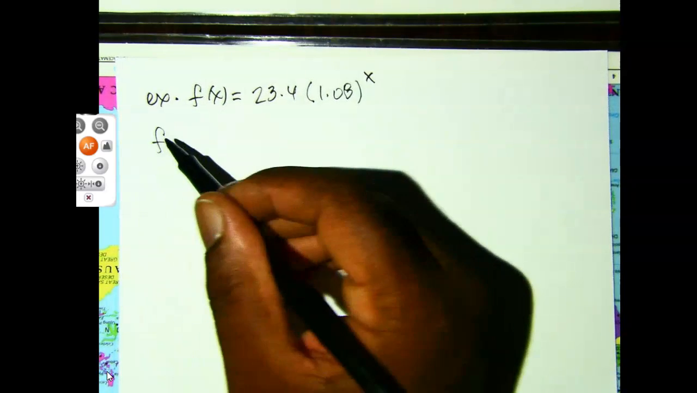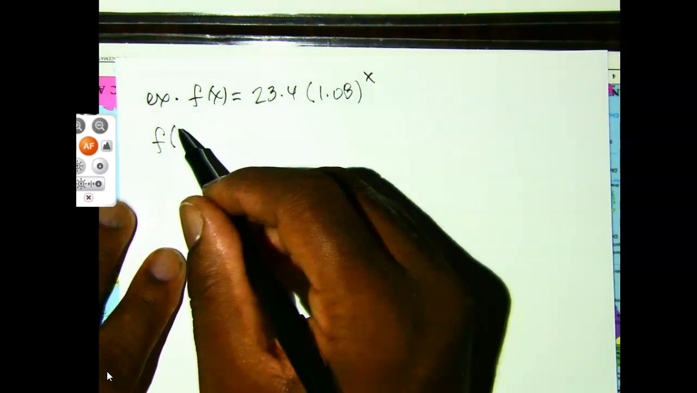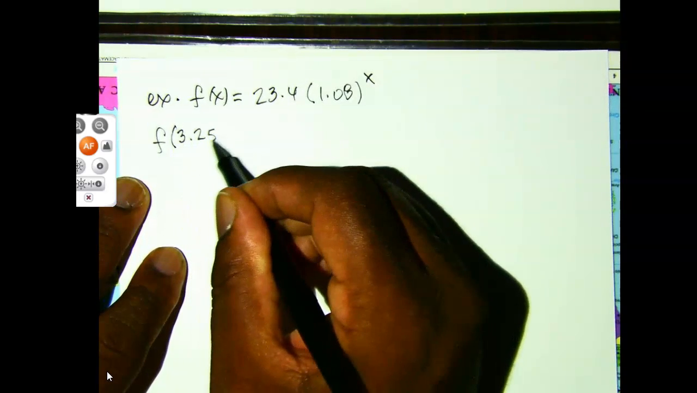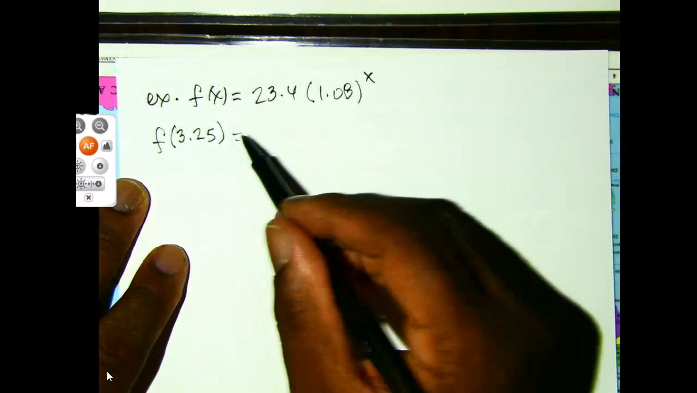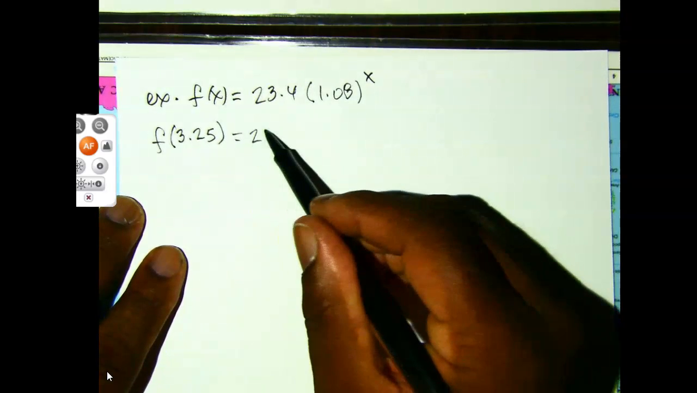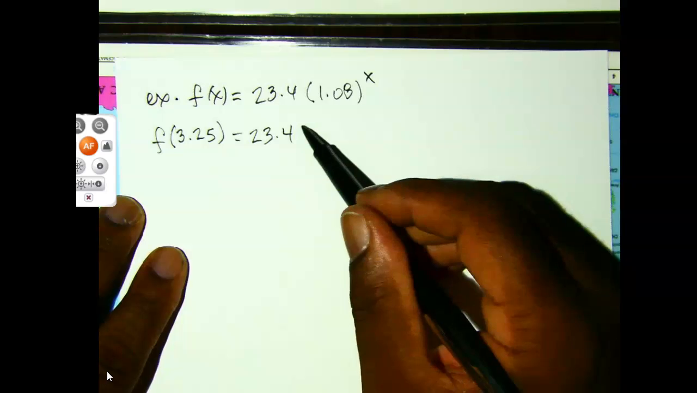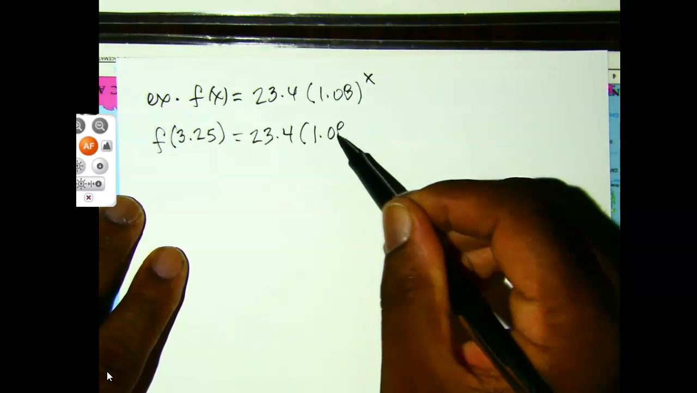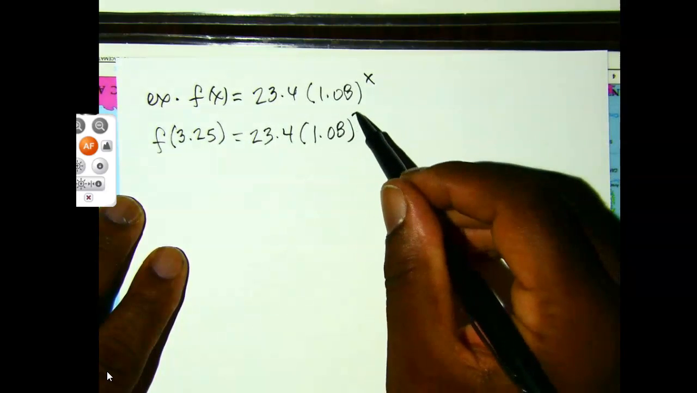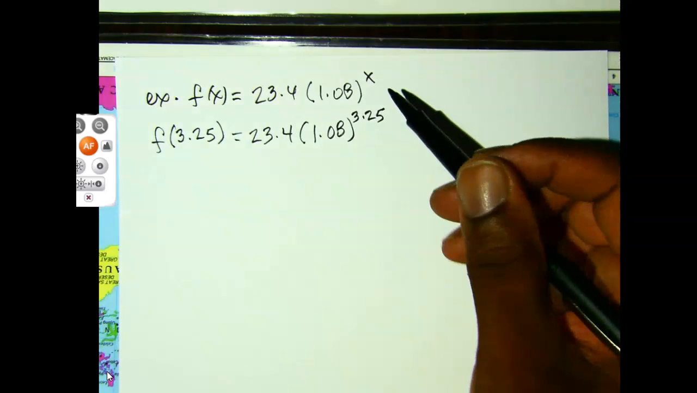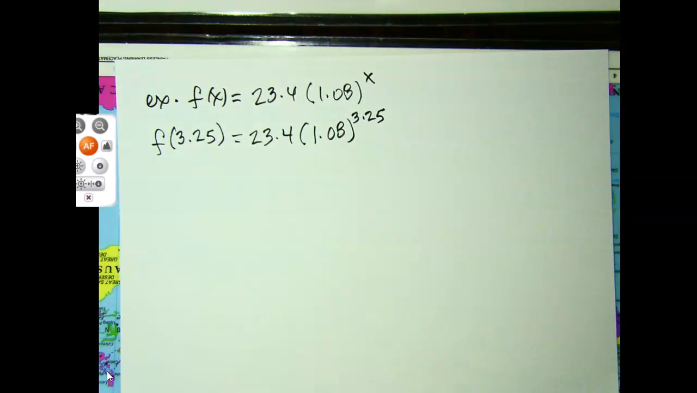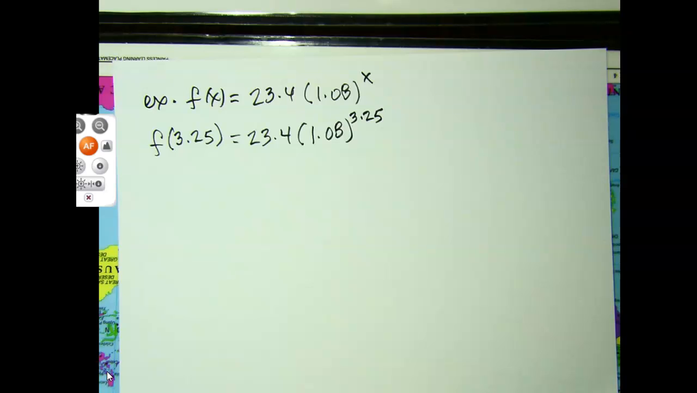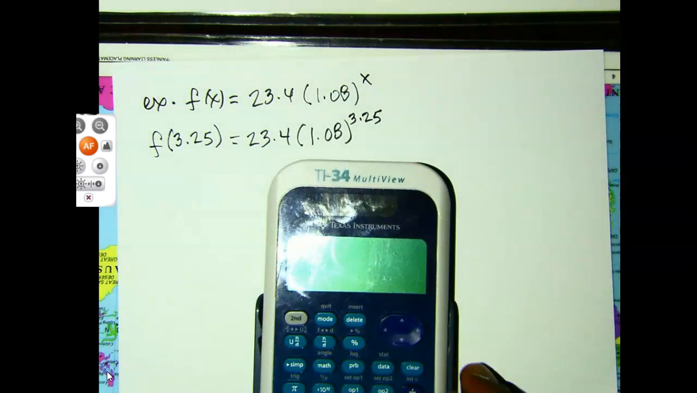So let's say we wanted to evaluate f of 3.25. Then that'll be 23.4 times 1.08 to the 3.25 power. So what does that look like on the calculator? All right. So here's our calculator.